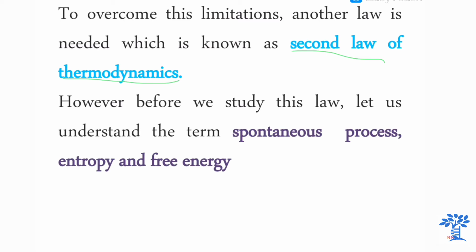The first law does not determine the feasibility or spontaneity of a reaction. The spontaneity or feasibility of a physical or chemical process is decided by the second law of thermodynamics. To overcome this limitation, another law is needed, which is known as the second law of thermodynamics. This is the origin of the second law of thermodynamics.